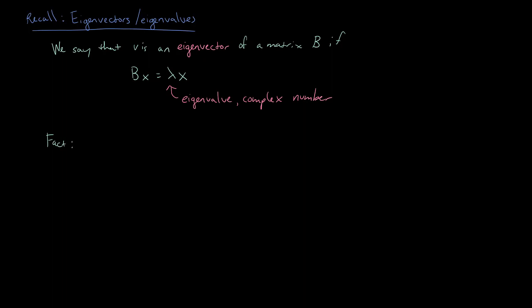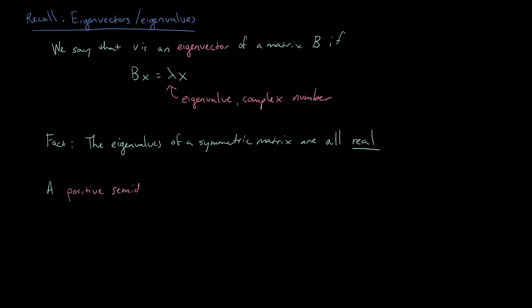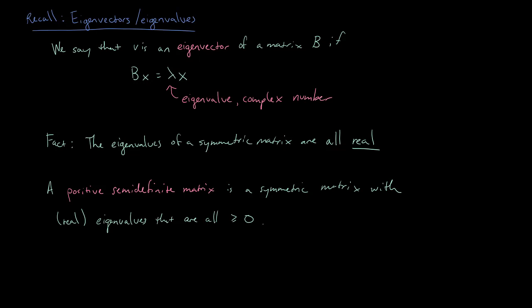But it's a useful and handy fact that often will simplify things, especially in this class, that anytime we have a symmetric matrix, the eigenvalues of a symmetric matrix are always all real. A particularly important subset of symmetric matrices are what are called positive semi-definite matrices. A positive semi-definite matrix is a symmetric matrix with, of course, real eigenvalues, but those eigenvalues are all non-negative, so they're greater than or equal to 0. We will encounter positive semi-definite matrices throughout this class, so this is an important definition to keep in mind.